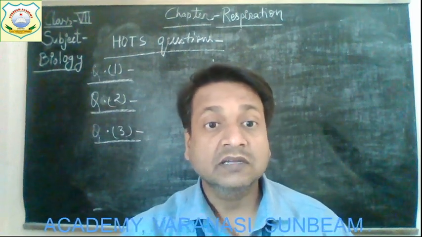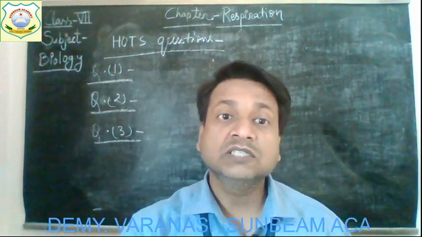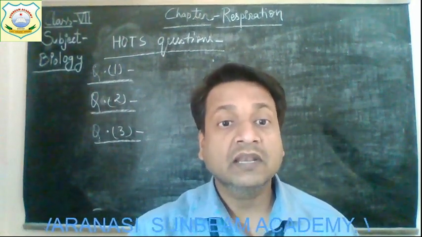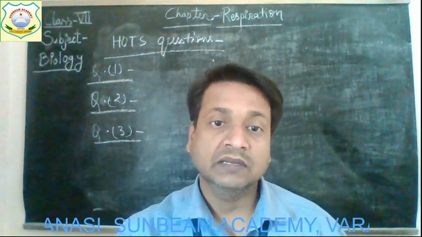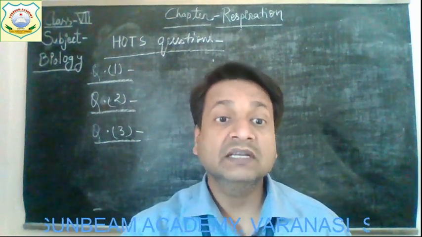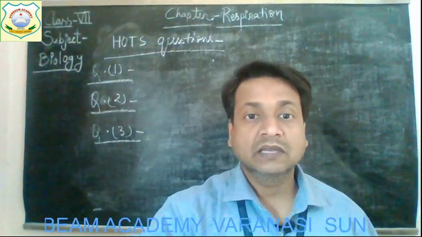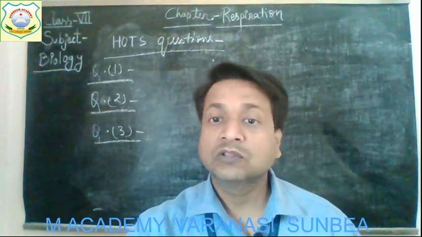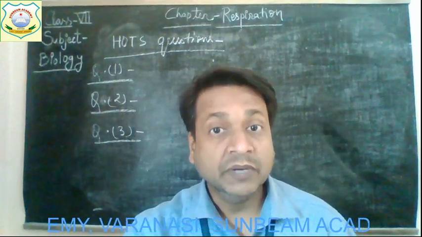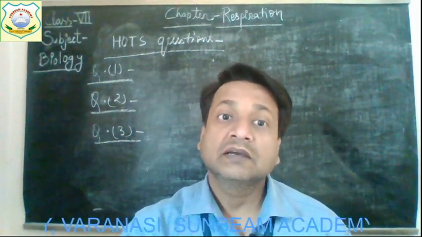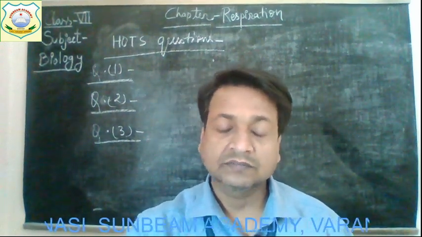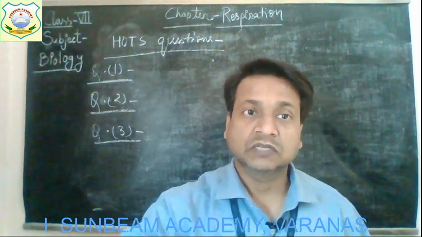So the reason is, when we run, the extra oxygen needed by the body cells to generate more energy is taken in by fast breathing. And it is supplied to the body cells by the increase in the rate of heartbeat, which increases the blood flow through the body. So this is the reason why when we run, the breathing becomes faster and also the rate of heartbeat increases. Get it? Now the next question, number 4.